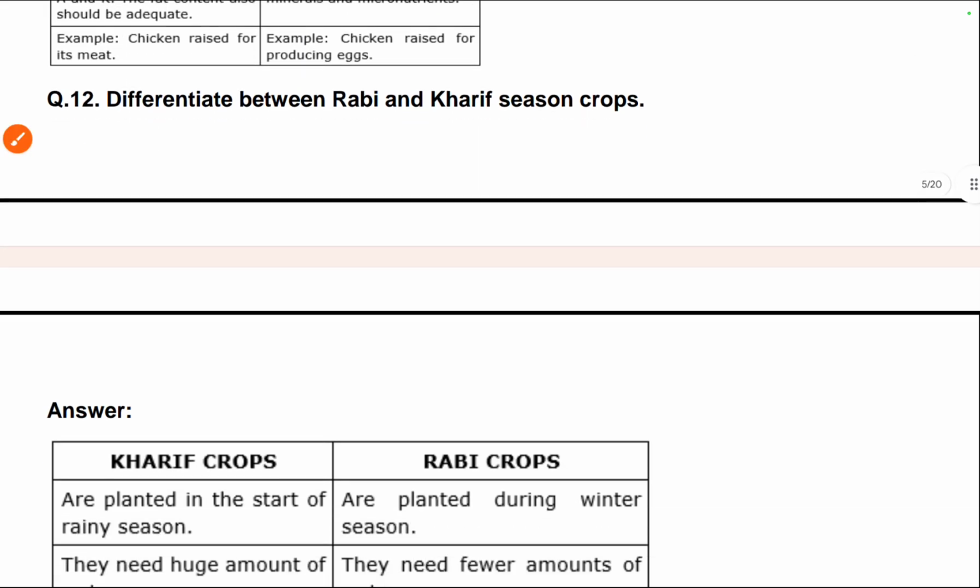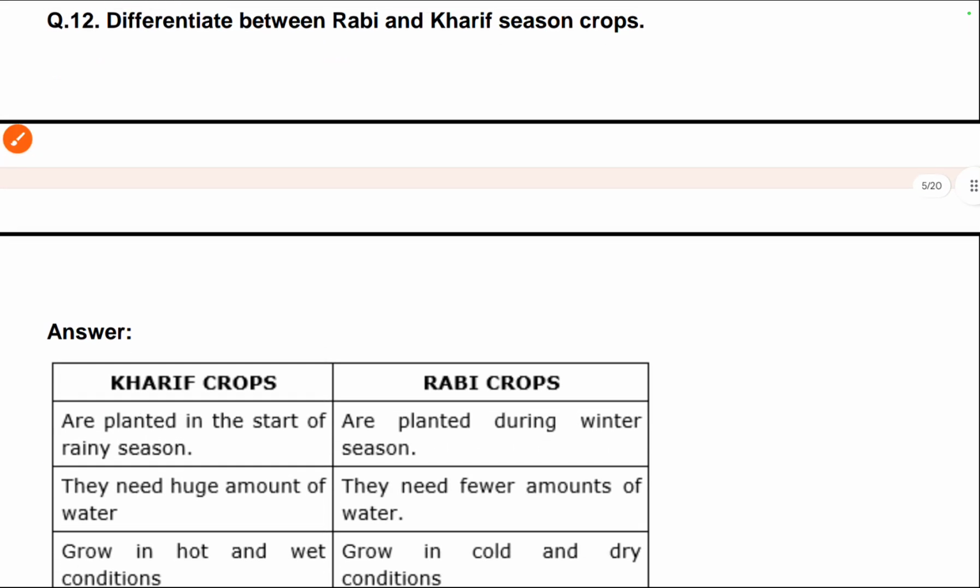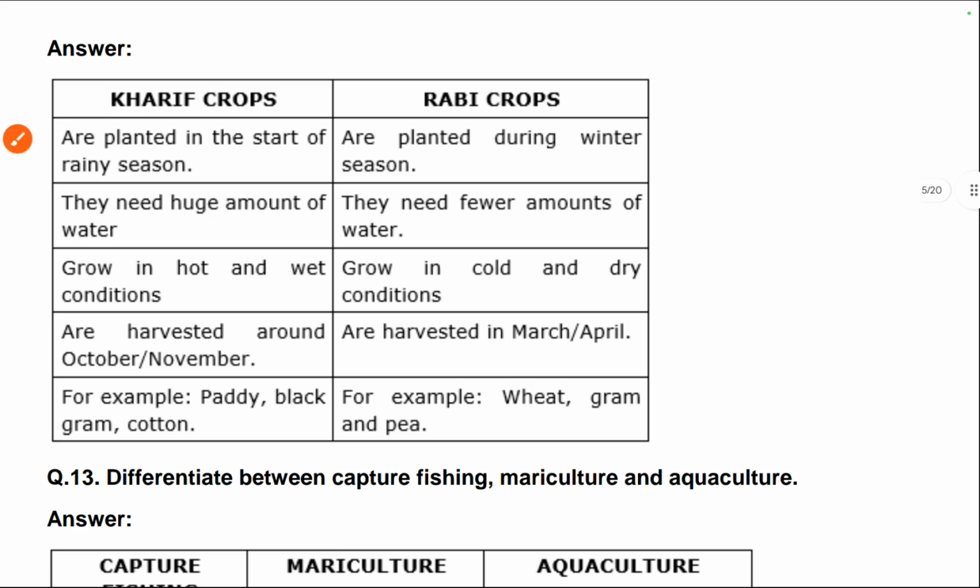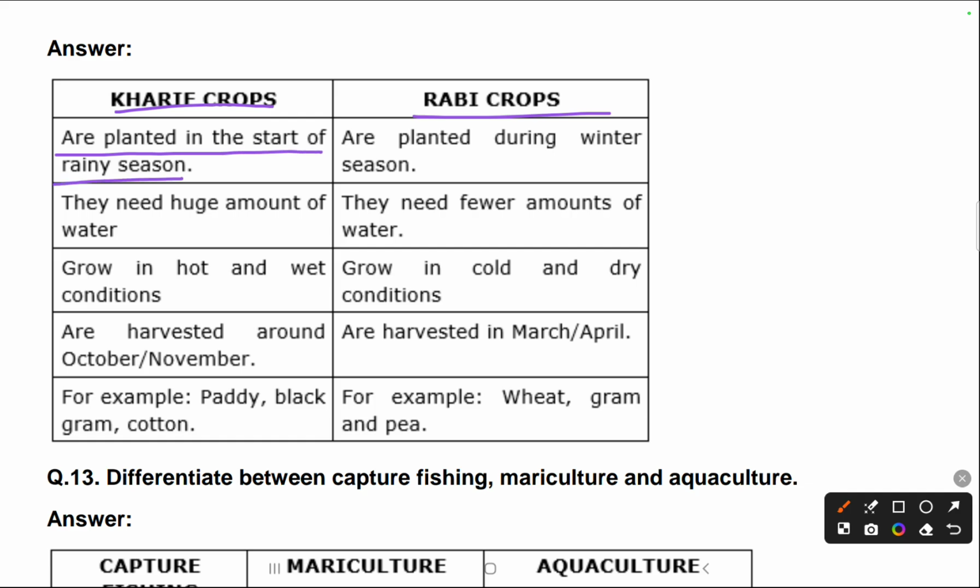Now 12th question, differentiate between Rabi and Kharif season crops. Kharif crops and Rabi crops. Kharif crops are planted at the start of the rainy season. They need a huge amount of water, grow in hot and wet conditions, and are harvested in October and November. For example, paddy, black gram and cotton.